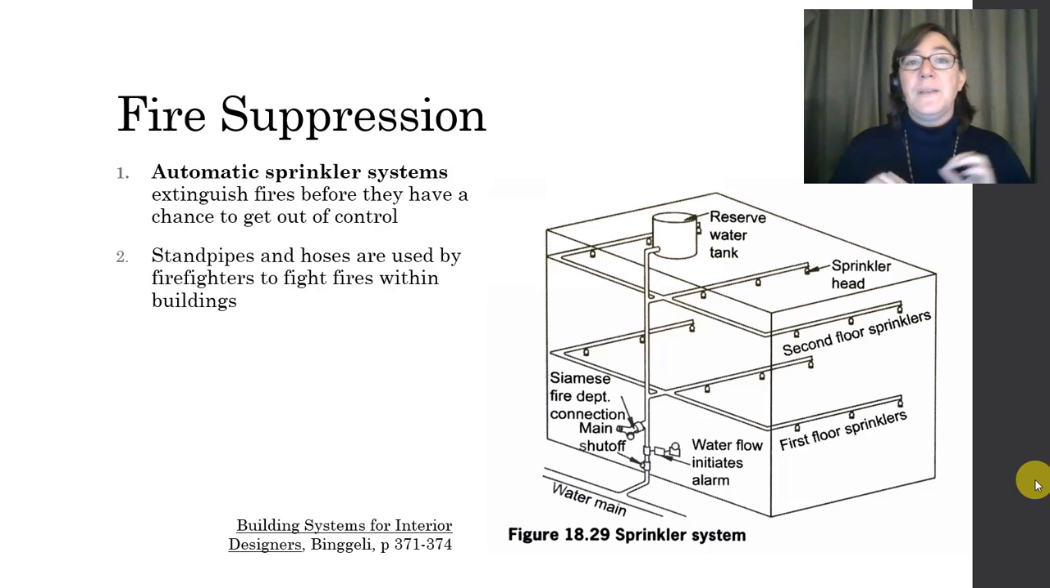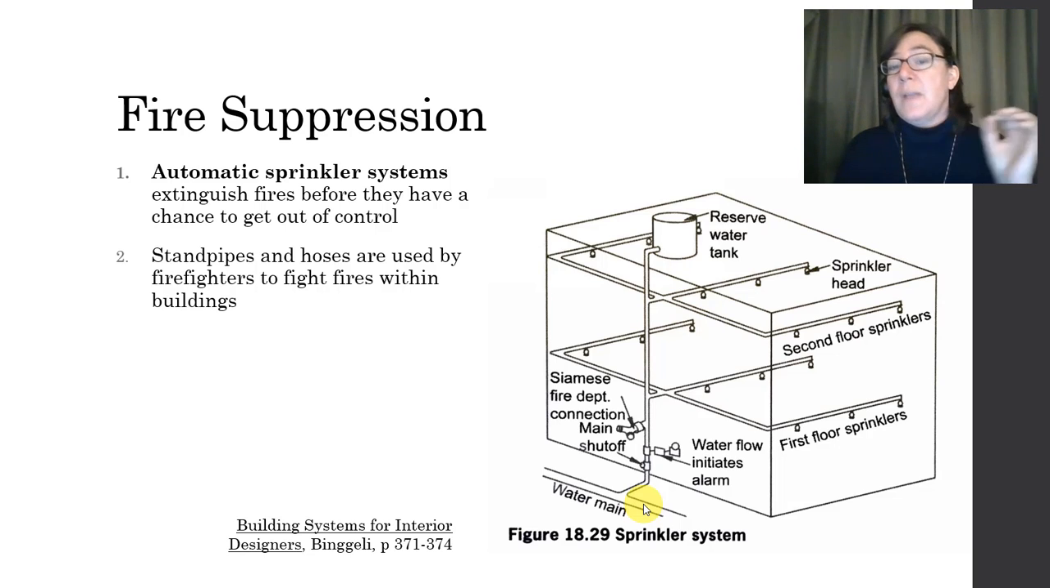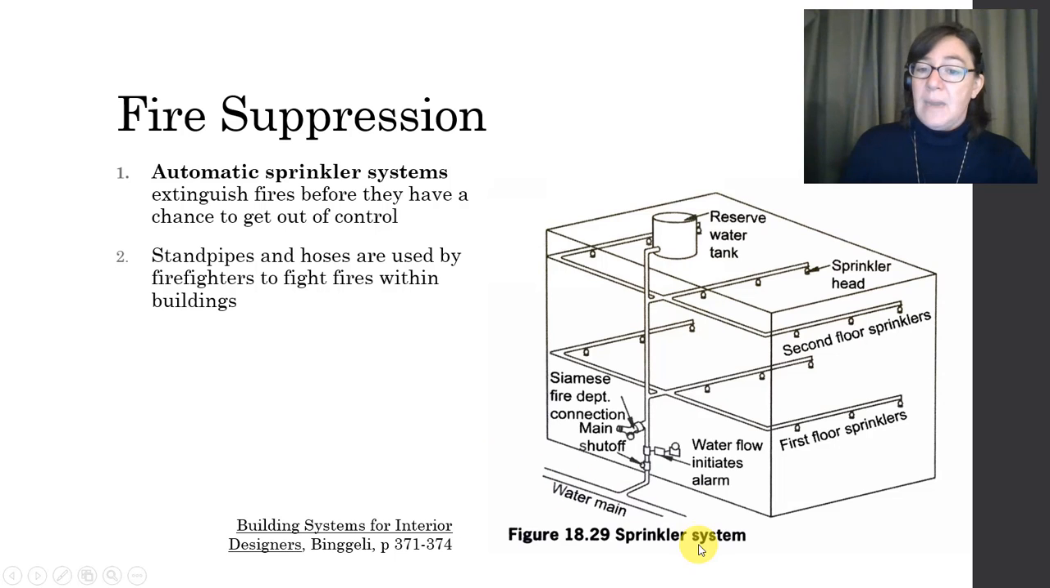So let's take a look at this diagram of a fire sprinkler system. It looks very similar to the water supply systems that we studied last week. So here is a water main, probably out in the street in front of a building. The water enters right here and will be pumped up to a reserve tank somewhere high up on the roof. And then it will feed back down into these sprinklers on each floor.